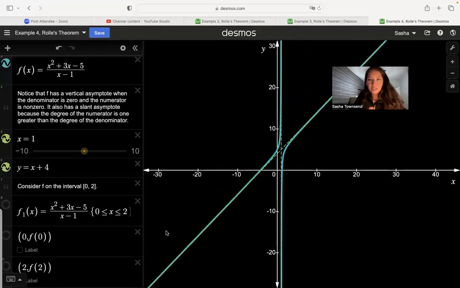That function is increasing on the interval from negative infinity to 1. And it's also increasing on the interval from 1 to infinity. So there's no way that I can choose a couple of x values to the left of x equals 1 so that the y values are the same. And there's no way that I could do the same thing on the right of x equals 1. So to the left or to the right, I'm not able to choose an interval so that Rolle's theorem will be satisfied. So I think this is a really good example.